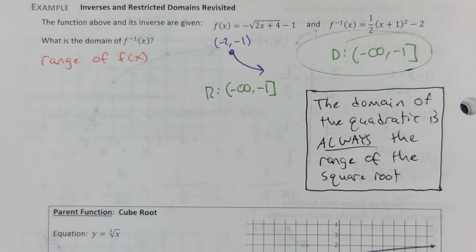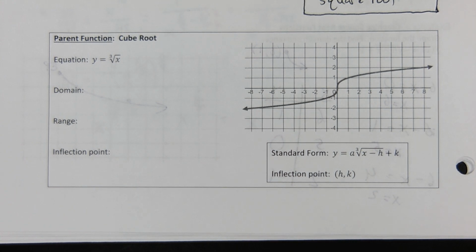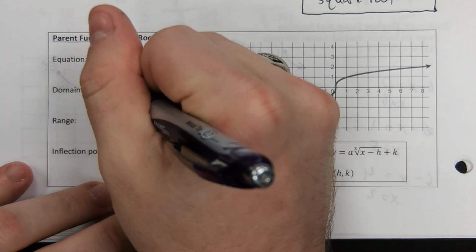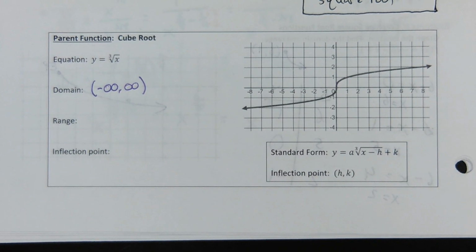Okay. Now, let us graph some cube roots. Booyah. This is the parent cube root. You will notice it has an arrow on the left and an arrow to the right. Its domain is all real numbers. But why is its domain all real numbers? Because you could take the cube root of anything. Cube root of a negative is negative. Cube root of 0 is 0. Cube root of a positive is positive.